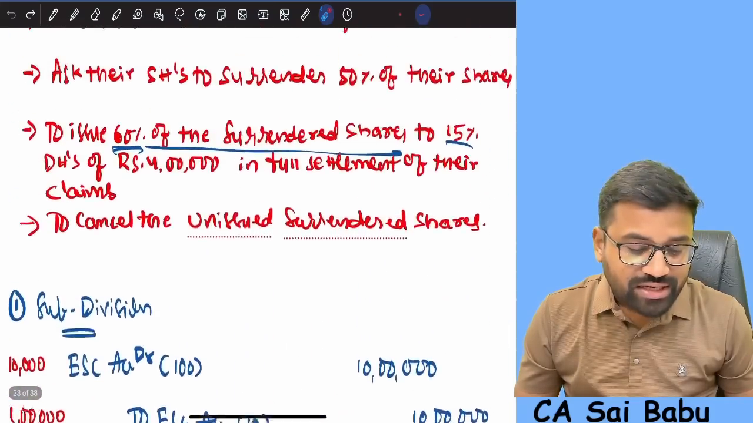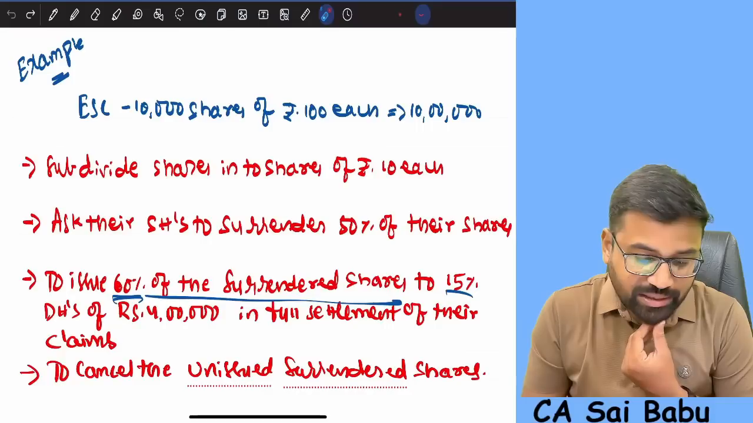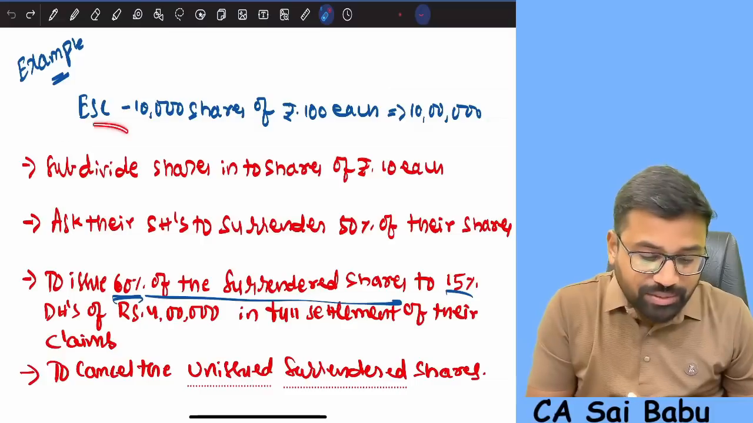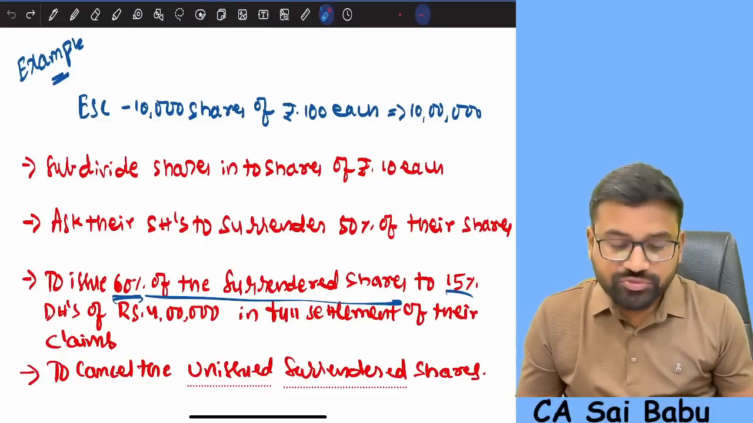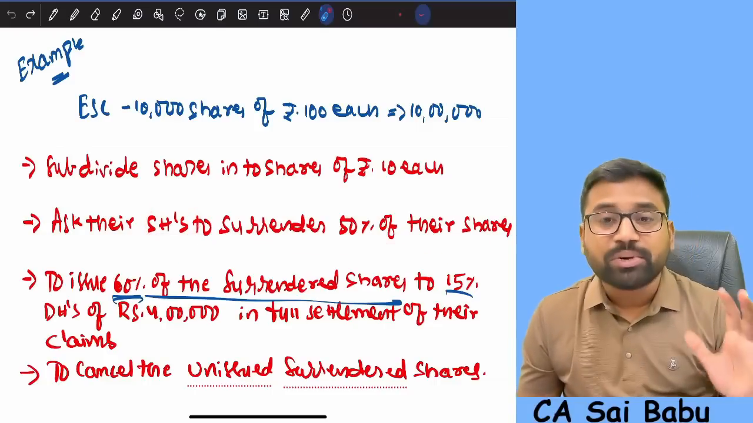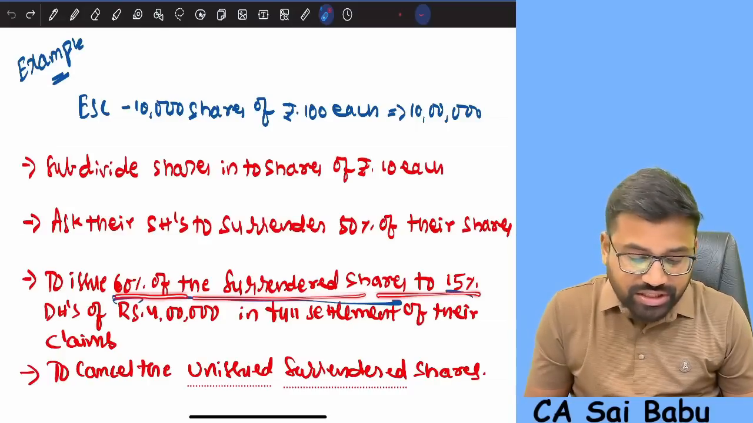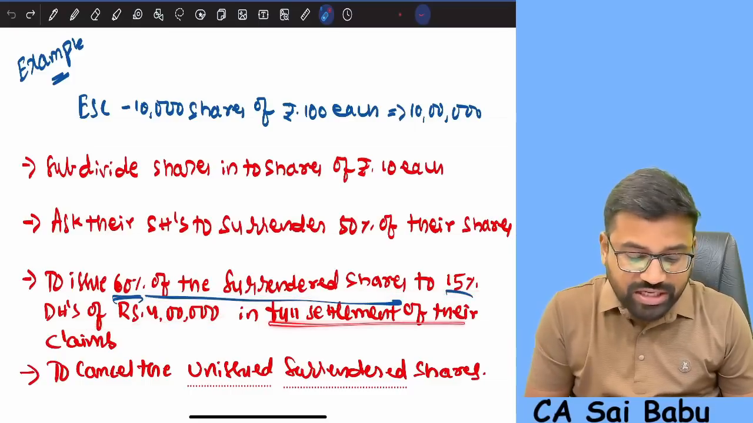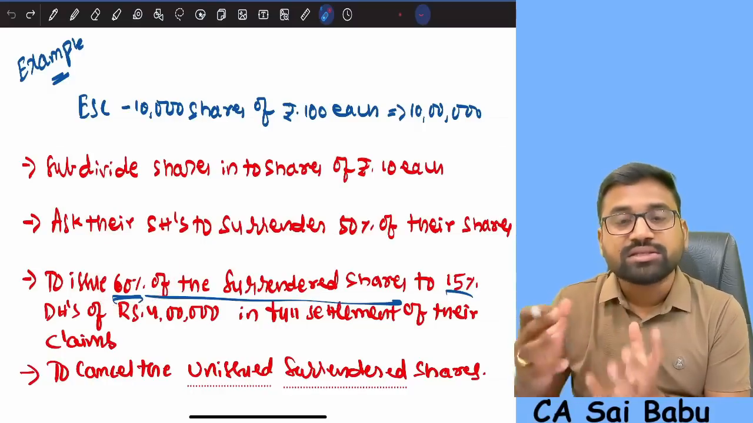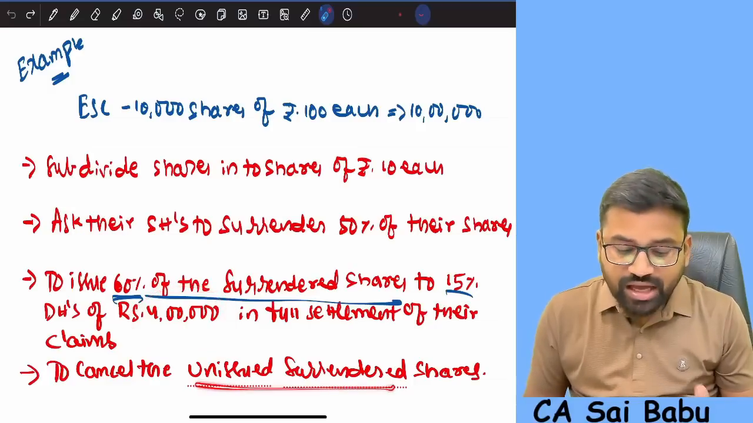And before share surrender, sir, generally what happens is subdivision will happen. See this example. Suppose there is a company, in that company 10,000 equity shares of 100 each is there, total 10 lakhs. Now they have subdivided shares into shares of 10 each. One share is divided into 10 shares. And ask their shareholders to surrender 50% of their shares after that. And to issue 60% of the surrendered shares to 15% debenture holders of 4 lakhs in full settlement of their claims. Now out of the surrendered shares, 60% of the balance is converted into shares, and they are utilized to settle the liabilities. And cancel the unutilized surrendered shares.